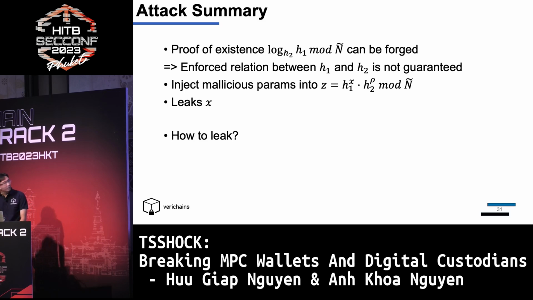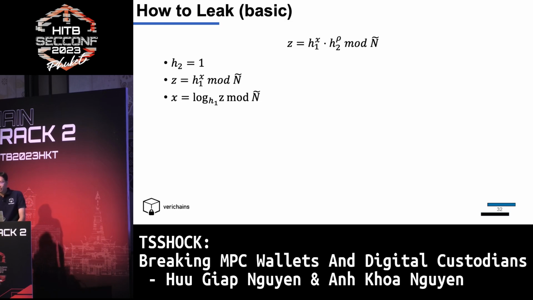We start with some very basic leak. If we say h2 equals 1, which is really easy, right? h2 equals 1, and 1 to the power of anything equals 1. Then z will be equal to h1 to the power of x. And then we can just take the log of it.